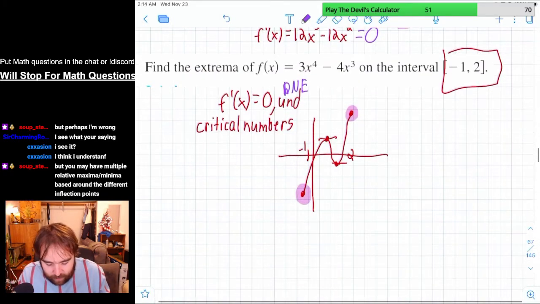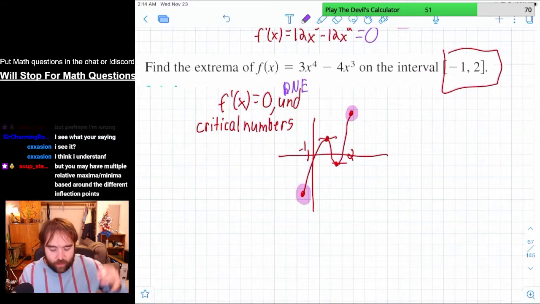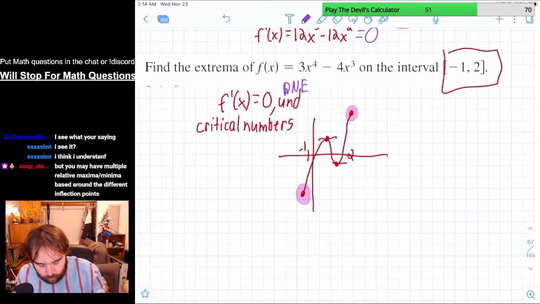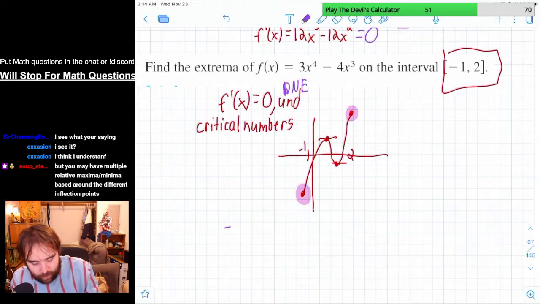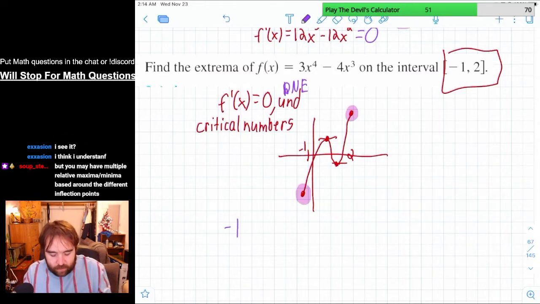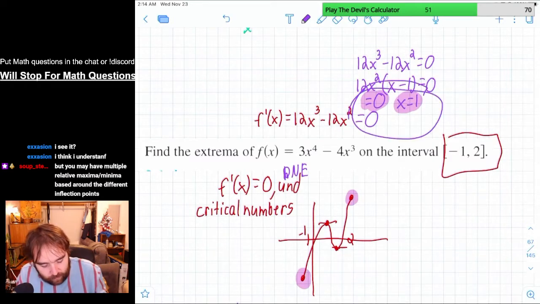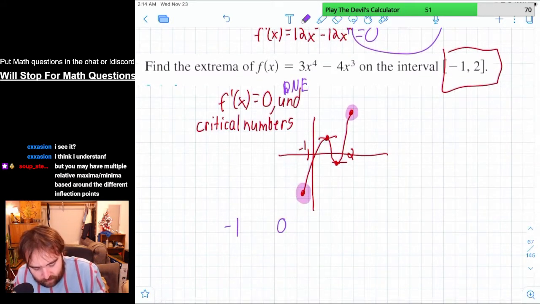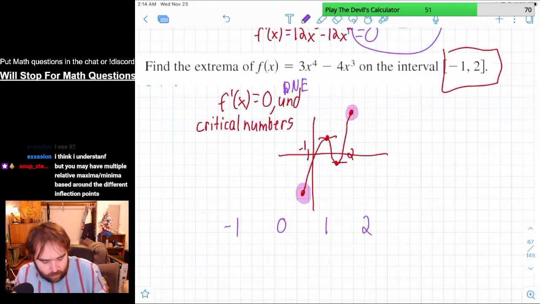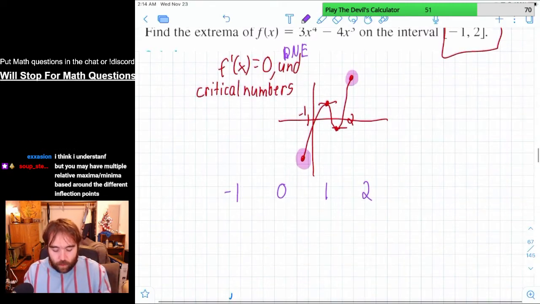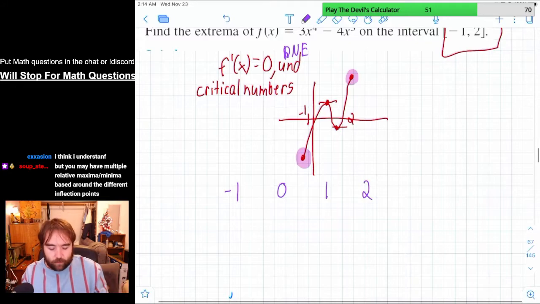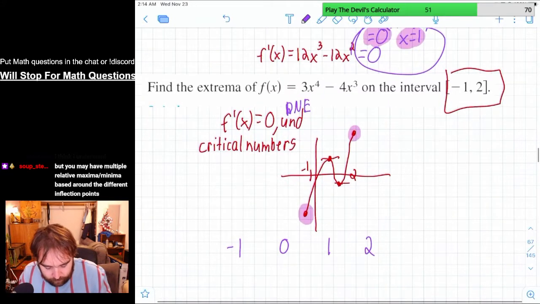Because we just care about finding the highest and the lowest point, all we're going to do now is plug in all of these numbers we care about. So don't forget the endpoints. That's critical. People forget about the endpoints a lot because we're so used to caring about finding those critical numbers. We do need to plug those in, but we've got to do the endpoints too. And then at the end of this, we'll look at the graph.